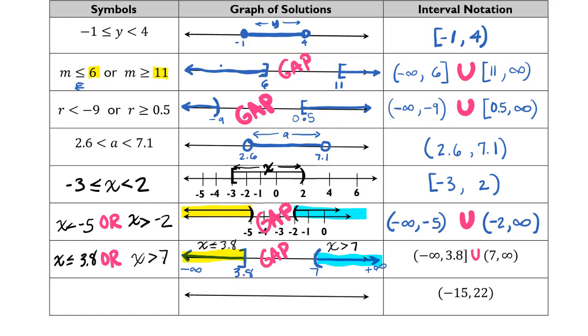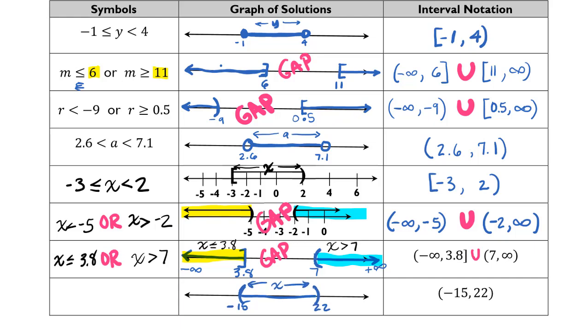Okay, so the last one is just an interval with no breaks in it. So I'll go ahead and find the two endpoints. -15 and +22 are my endpoints. We're not including the endpoints. So the interval that is true for X is between -15 and 22.